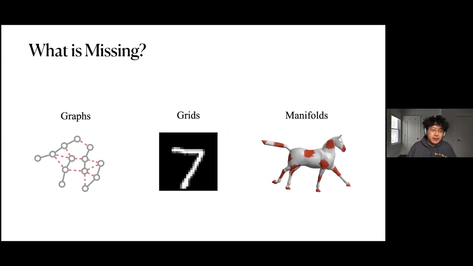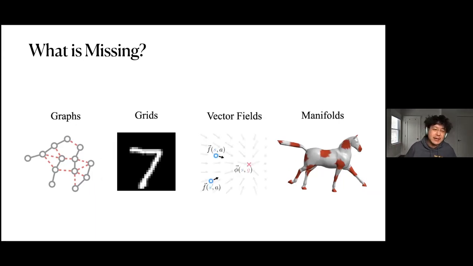So this framework of looking at these different data types also gives us a way to see what is missing. My claim here is that we have graphs that are discrete, grids that are dense and discrete, and manifolds that are continuous but live on a thin shell. In between, we actually have vector fields defined on some kind of metric space.